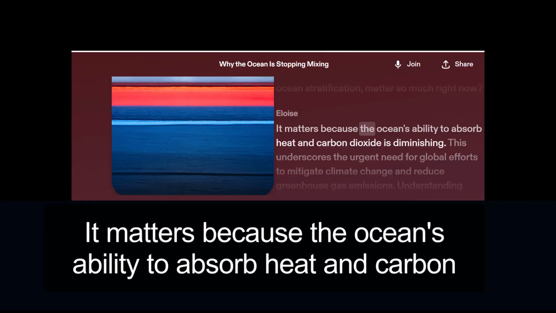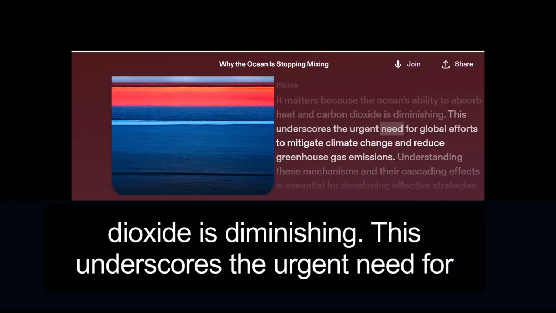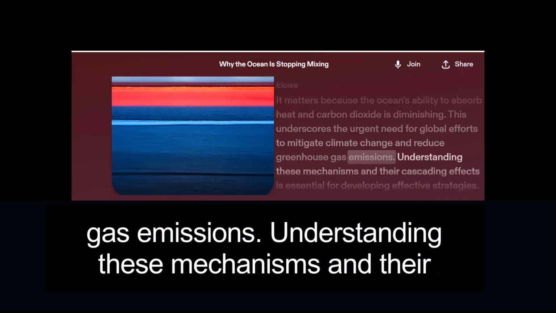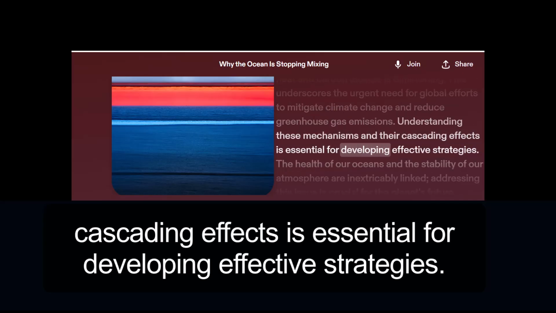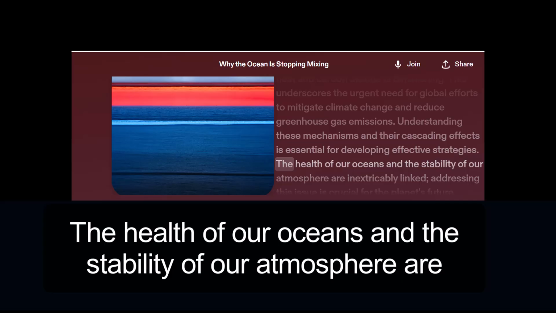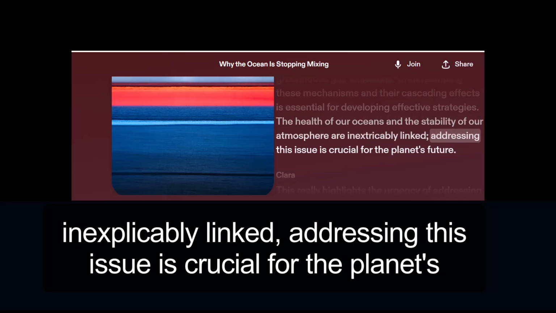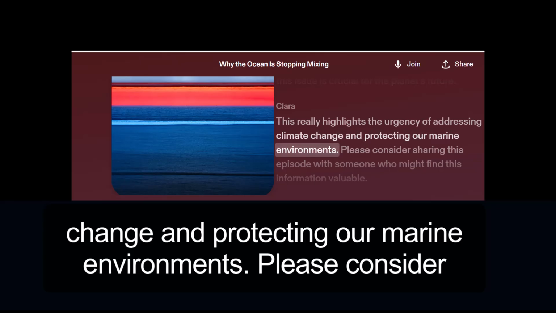It matters because the ocean's ability to absorb heat and carbon dioxide is diminishing. This underscores the urgent need for global efforts to mitigate climate change and reduce greenhouse gas emissions. Understanding these mechanisms and their cascading effects is essential for developing effective strategies. The health of our oceans and the stability of our atmosphere are inextricably linked. Addressing this issue is crucial for the planet's future. This really highlights the urgency of addressing climate change and protecting our marine environments.